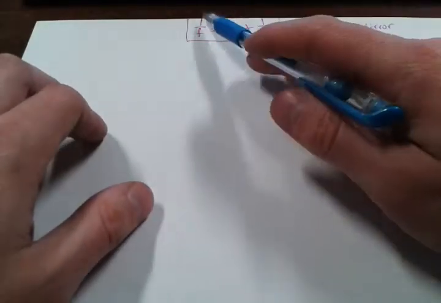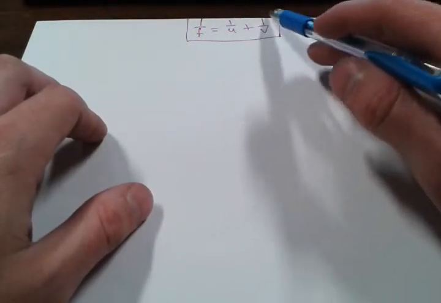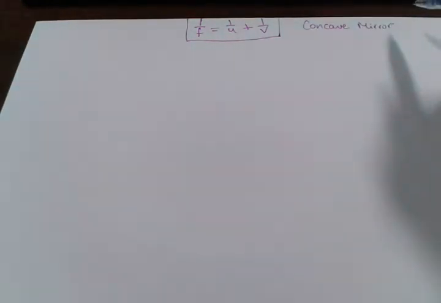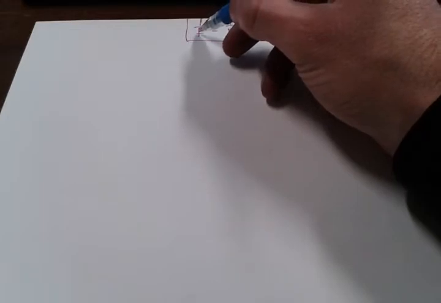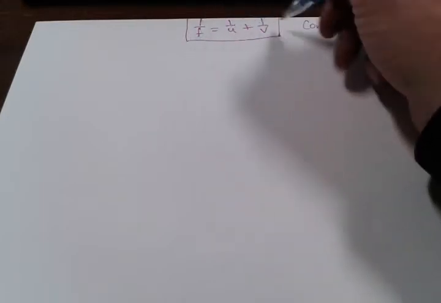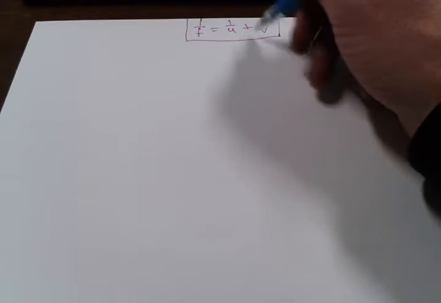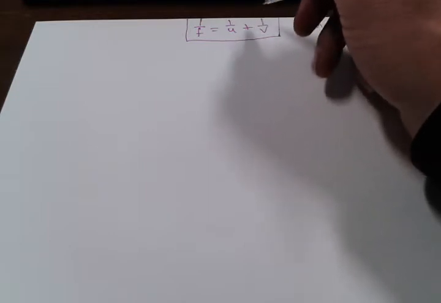We're again looking at 1 over f is equal to 1 over u plus 1 over v, and we're still dealing with a concave mirror for this. In this example, we're going to be a little bit more complicated. What we're going to do is be given the focal length, and we'll try and find u, or we'll try and find v. But in this case, we'll try and find v, where the image is.